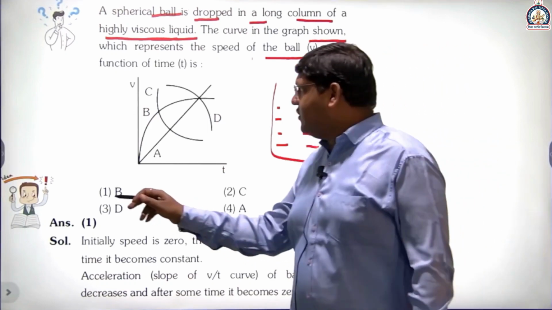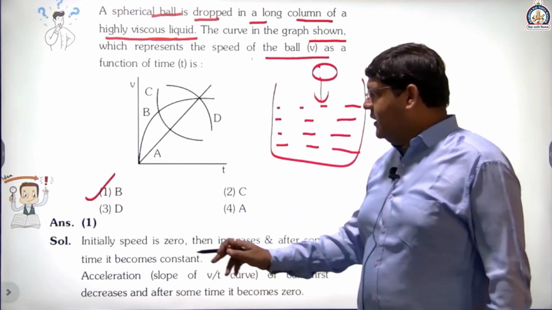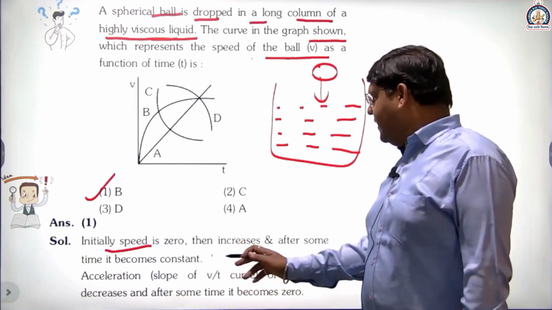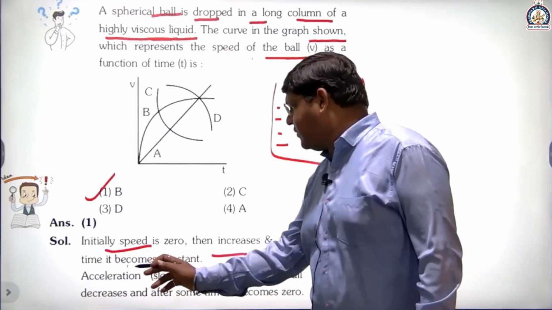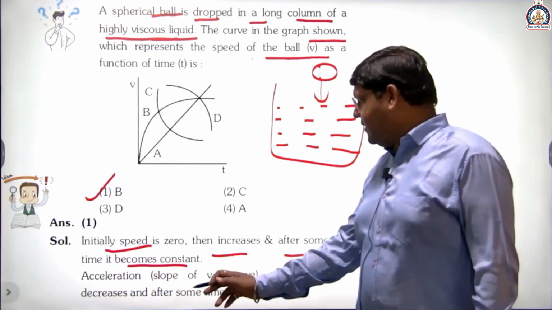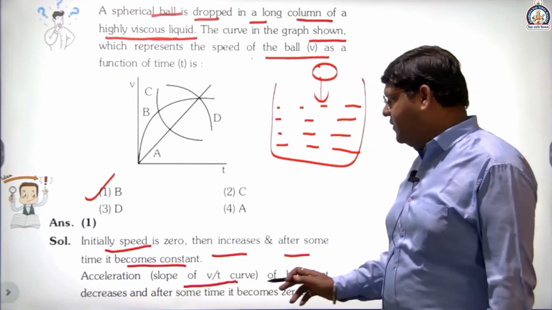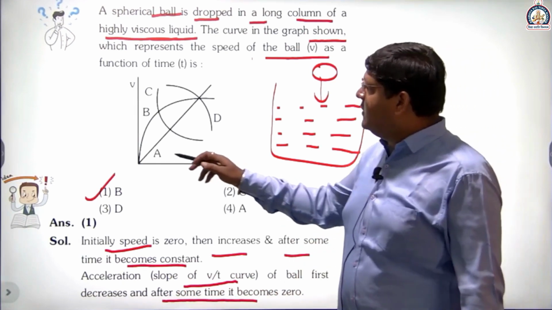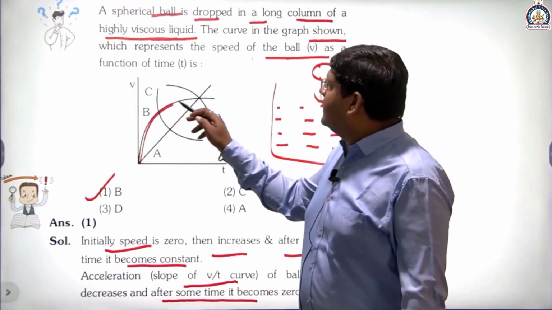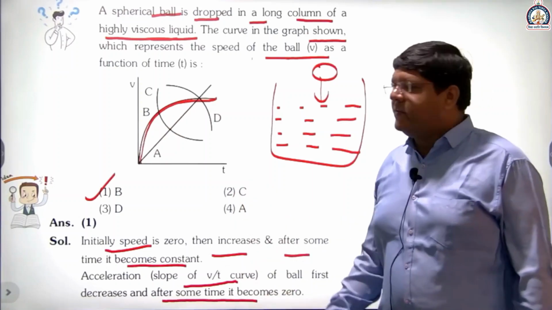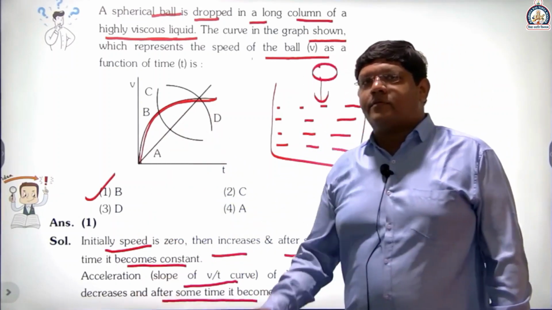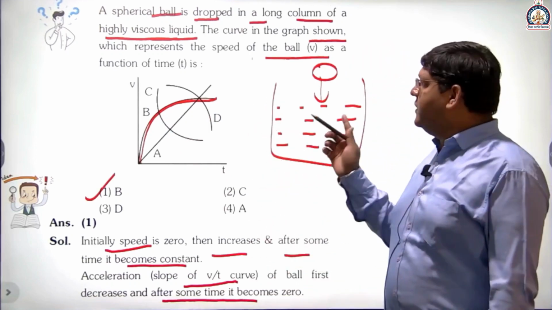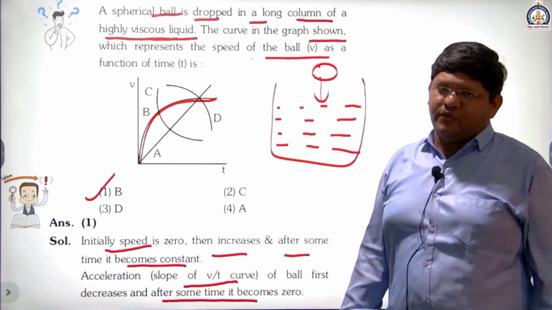So the required answer is option number B, because initially the speed of the ball will be 0, then it increases and after some time it becomes constant. The acceleration, the slope of the v-t graph of the ball, first decreases and then becomes 0. So you can see this is the required graph. This graph shows it initially increases and after a certain point becomes constant. This is the required graph, number B, which is the required solution for this type of question.